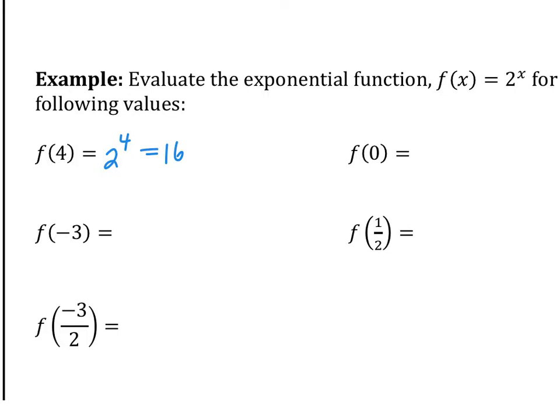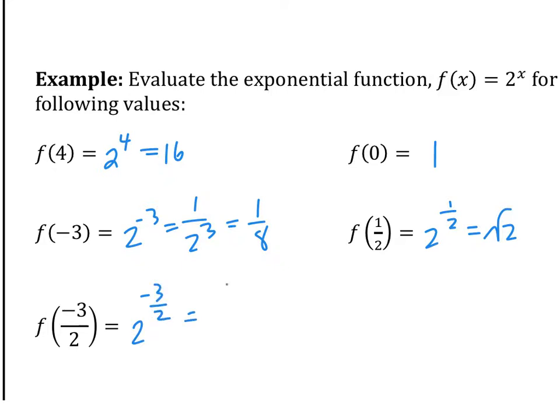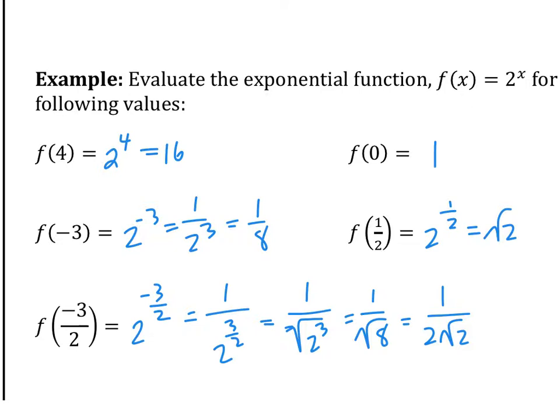All right, first one, f of 0 is 1. This one, 2 to the negative 3, is 1 over 2 to the third, that is 1/8. 2 to the 1/2 is square root 2. 2 to the negative 3 over 2 means 1 over 2 to the 3 over 2. That is 1 over, 2 is on the outside, 3 is on the inside, so this is 1 over square root 8. It simplifies to 1 over 2 root 2, which simplifies to square root 2 over 4. So you need to be able to do all that really quickly.